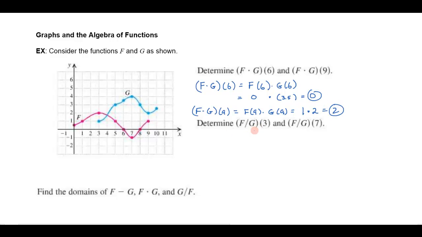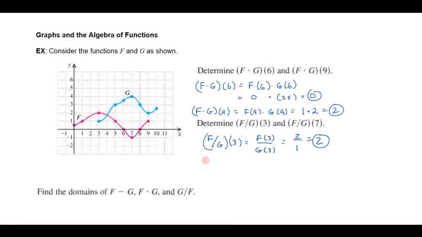If I wanted to find f over g of 3, that would be f of 3 over g of 3. So if I look at the x value of 3, I can see that f of 3 is going to be 2. And g of 3, the g is the blue one here, so that's the output, the y value, is 1. So that's going to equal 2.